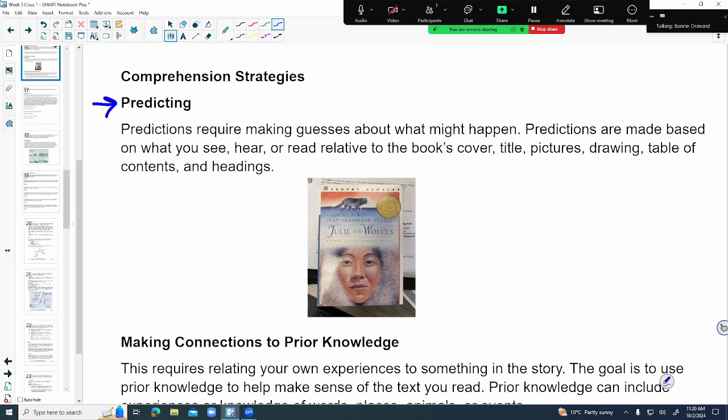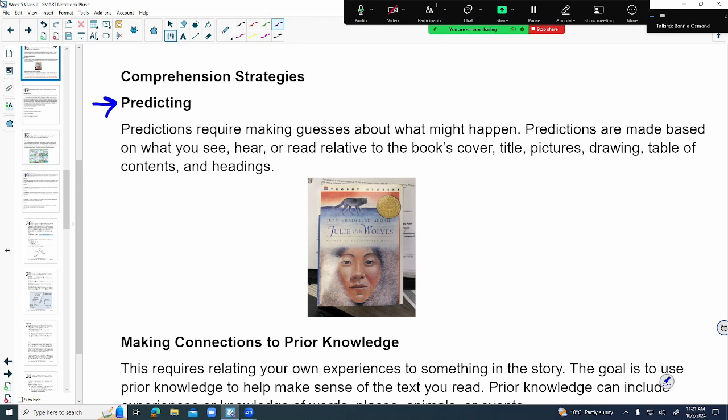Other than just reading, there are some strategies that we can use. The first one is predicting. Predictions require making guesses about what might happen. For example, if you are looking out the window in the evening and the sky is red and there's a beautiful sunset, then you might predict that tomorrow is going to be a nice day. So you're guessing about something.